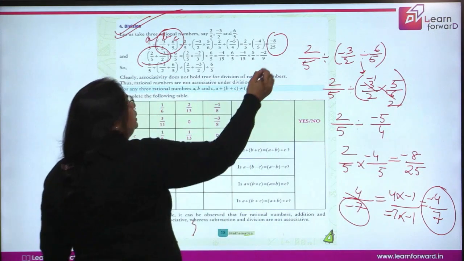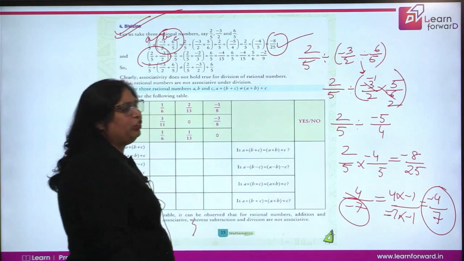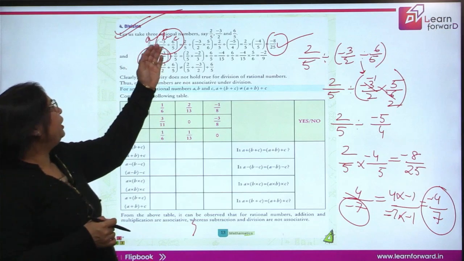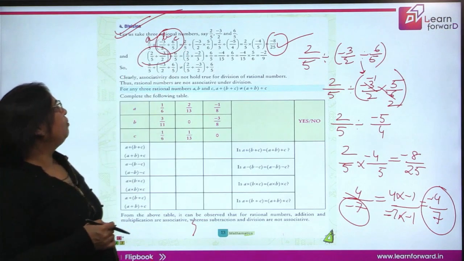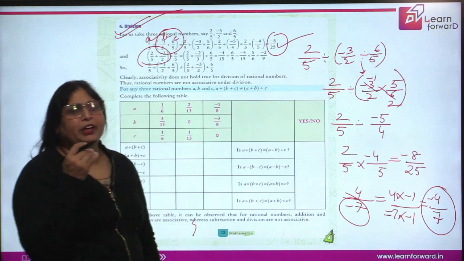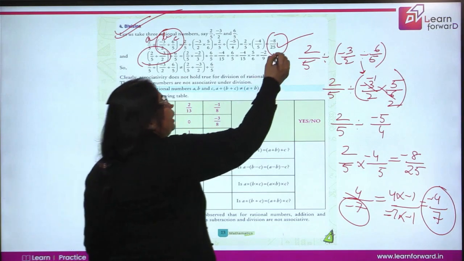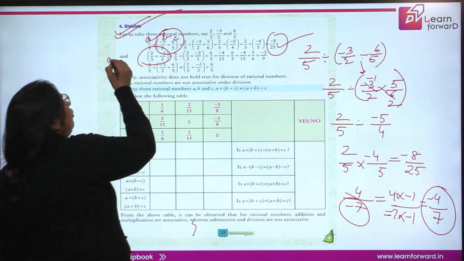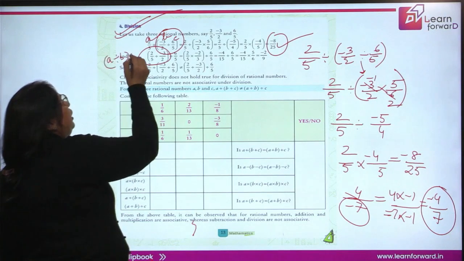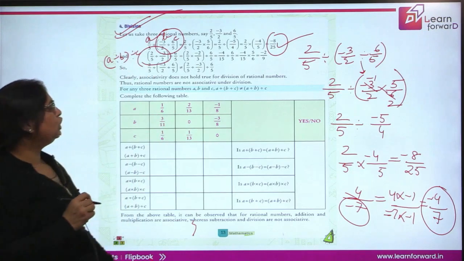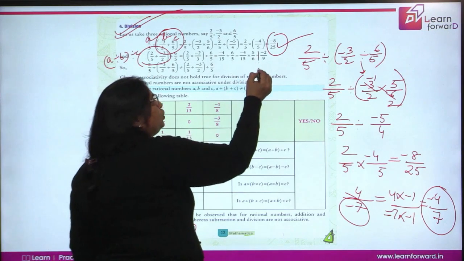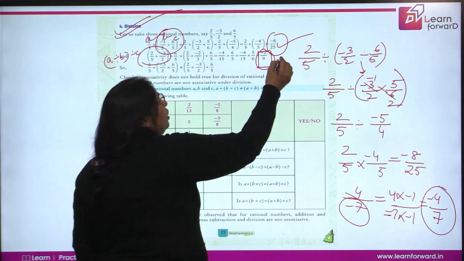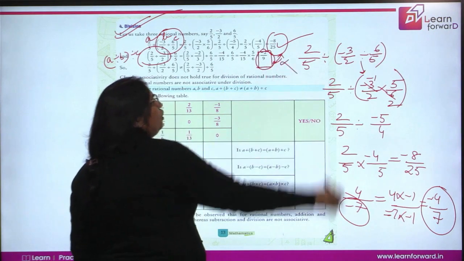Again, I was telling you about the division of three rational numbers. We have to check A divided by B, divided by C, but in the bracket, B divided by C, where the answer is minus 8 upon 25. For case 2, A divided by B, divided by C, the answer is minus 2 upon 9. These two are again not equal.